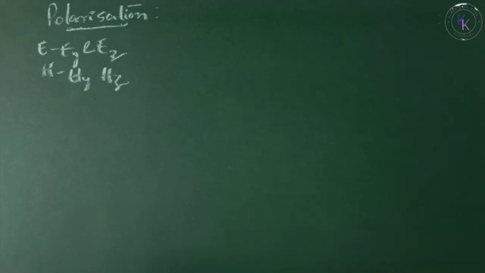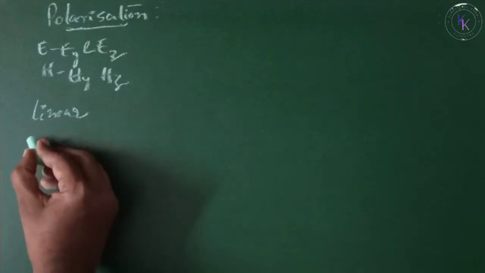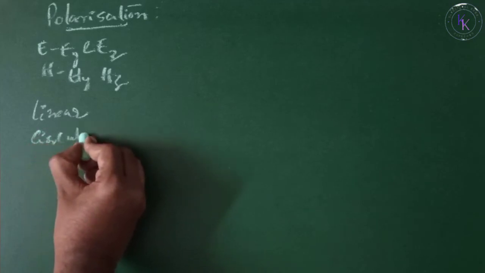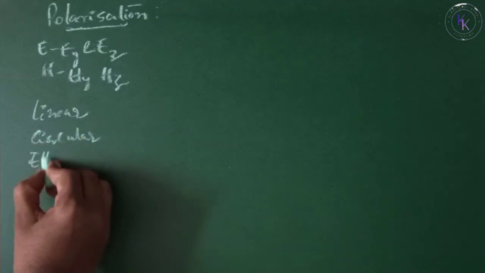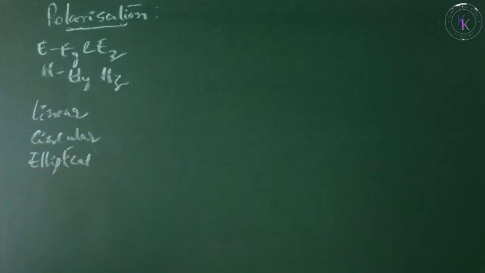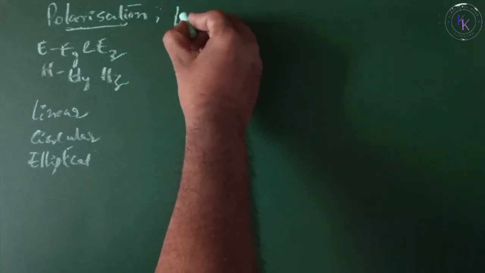Hence, the polarization of a uniform plane wave may be linear, circular, or elliptical. First, we'll see the linear polarization.